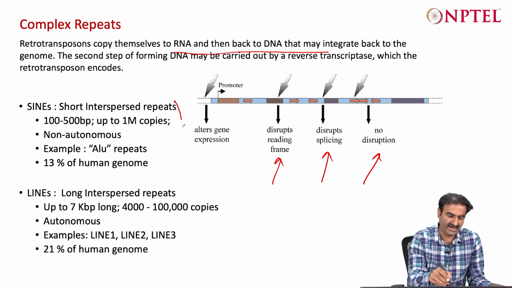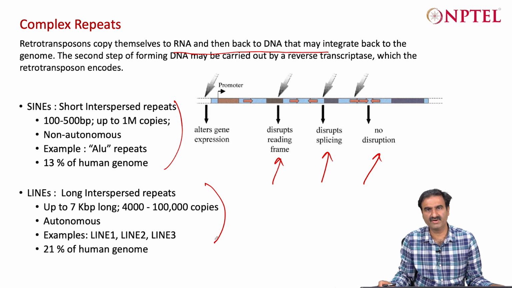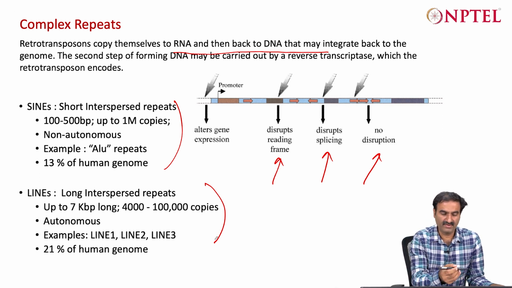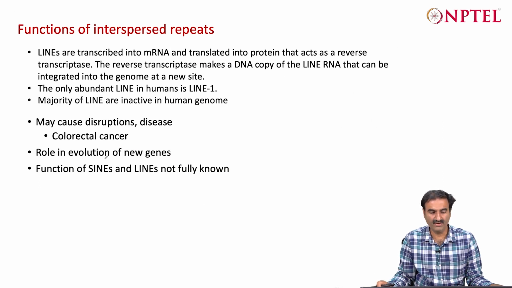So SINEs and LINEs are very common repetitive, complex repetitive sequences in the human genome, and particularly the Alu repeats, which are a very important part of the human genome and constitute almost 30% of it. They also perform a lot of functions, and are important for the evolutionary context. Okay.